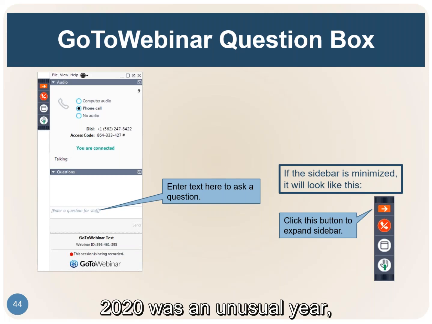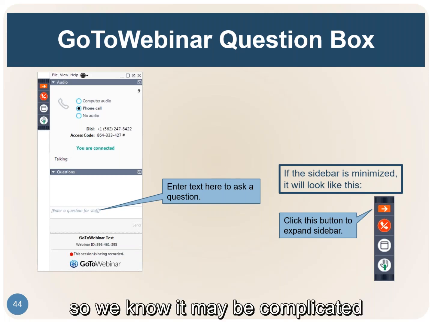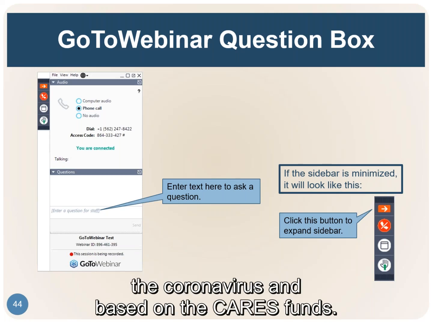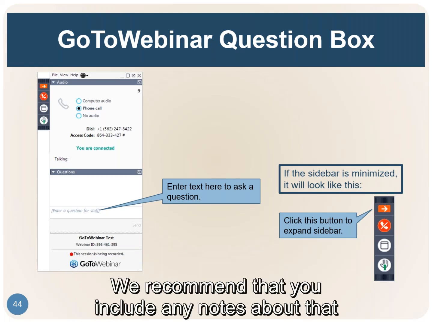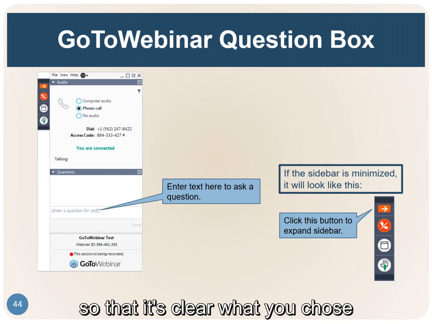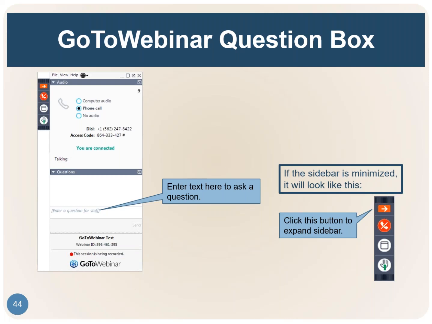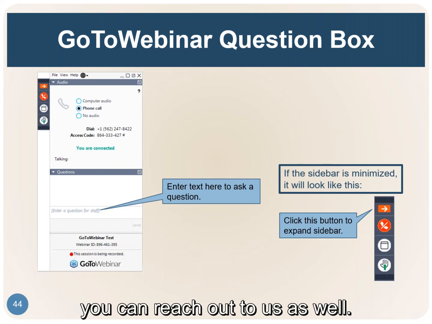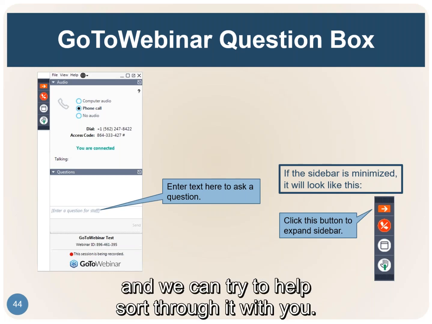2020 was an unusual year, so we know it may be complicated because you may have changed your income criteria based on the coronavirus and based on the CARES funds. We recommend that you include any notes about that so that it's clear what you chose to report and why. And if you're not sure about what criteria to use, you can reach out to us as well, and we can try to help sort through it with you.